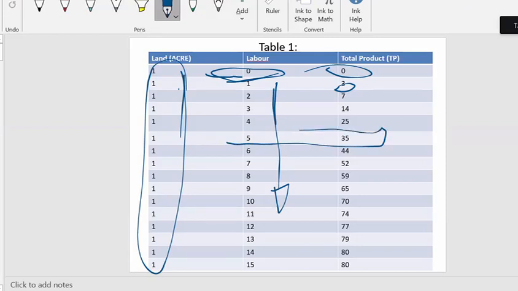If you employ 5 persons, this column is for labor. And then this column is what? This column is for labor. This is for labor.